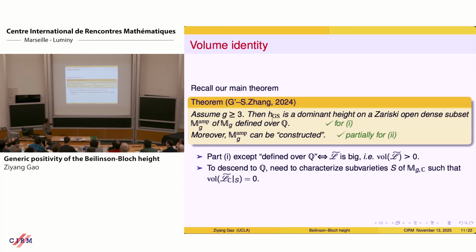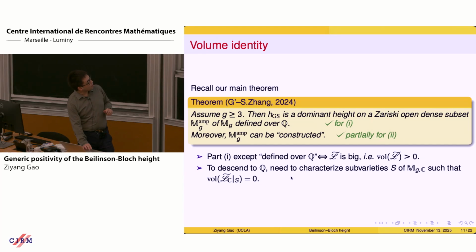We want to show that the Gross-Schoen height is a dominant height on the Zariski open set. And in terms of the adelic line bundle, this is equivalent to saying that this generic fiber is big, so that you can find a section, and then apart from the divisor of this section, it has a lower bound and so on. And next, to descend this to Q, we need to characterize those subvarieties of volume 0.